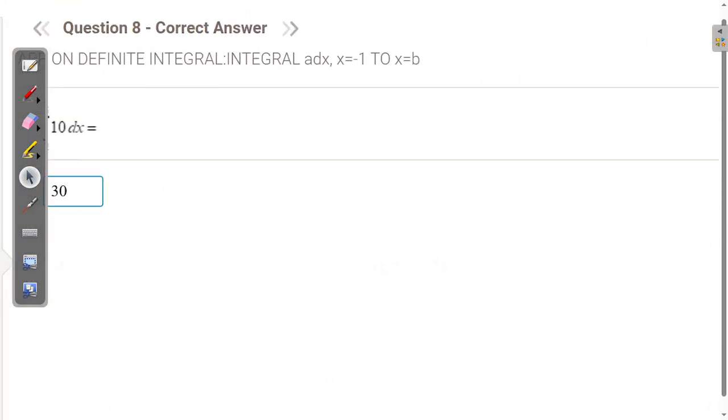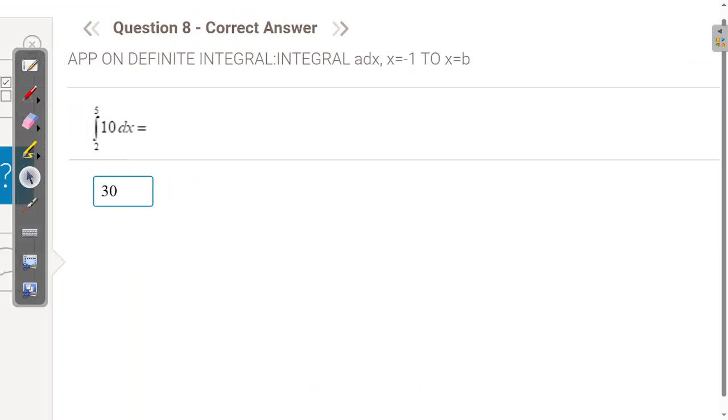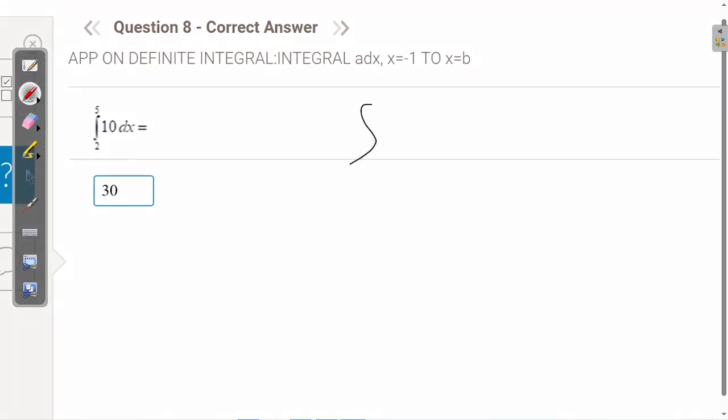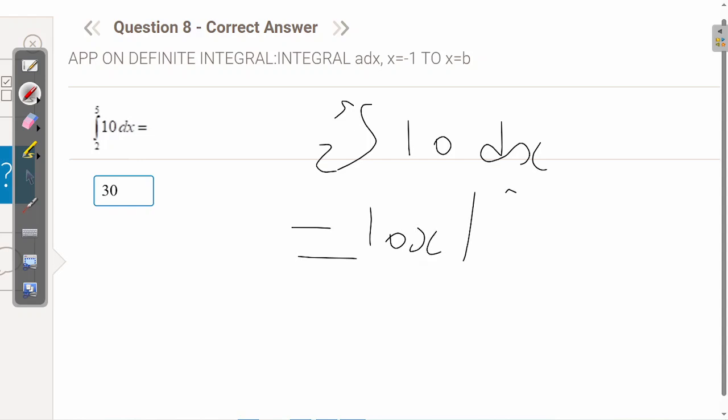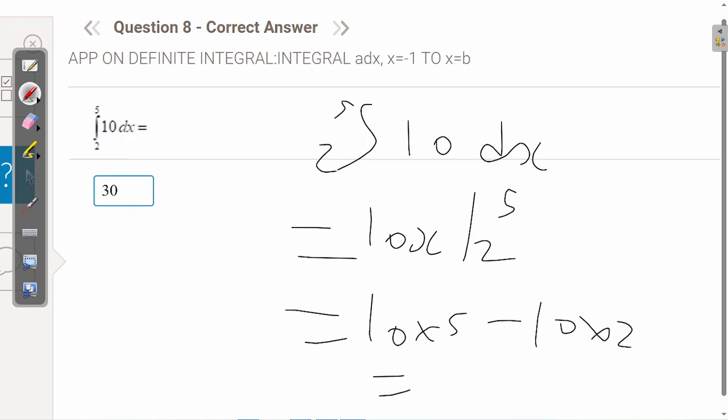Okay, for this question, super easy. Integrate from 5 to 10 of dx. This will be equal to 10x from 5 to 2. When you have a constant, you just add x to it. So it will be 10 times 5 minus 10 times 2 equals 50 minus 20 equals 30.